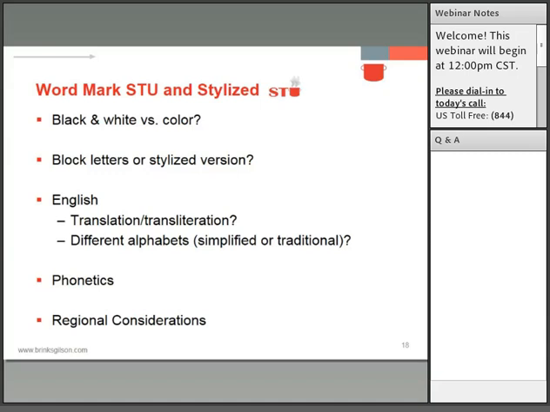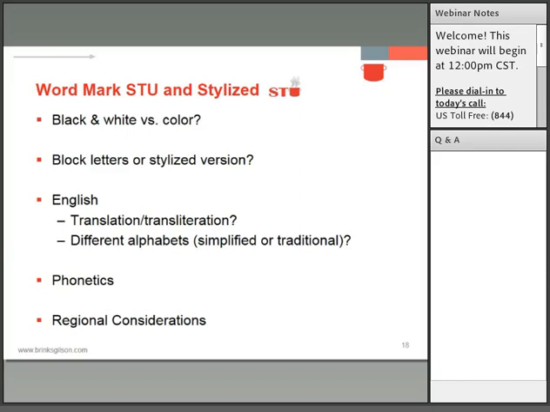And also phonetics. In the United States, would it make sense to file for STU, S-T-U? Maybe not the best example, but S-T-E-W, that's even more descriptive, so you'd be walking into more issues there. But even in other markets, it's something to consider whether or not it's necessary, or if it's a good idea to file for phonetics of the mark.